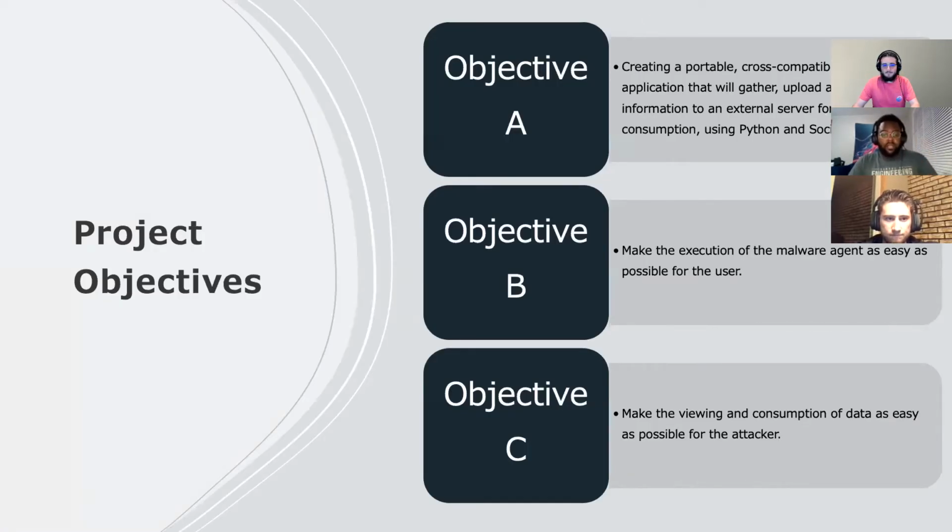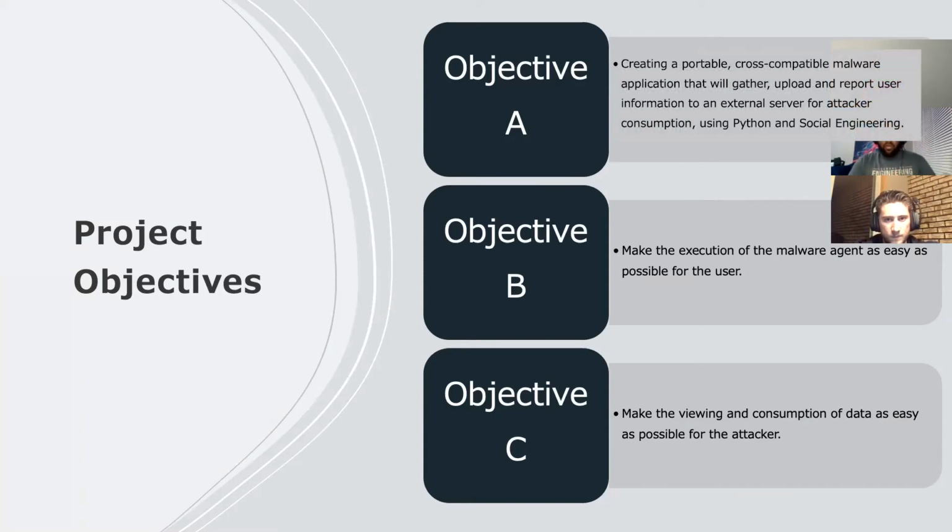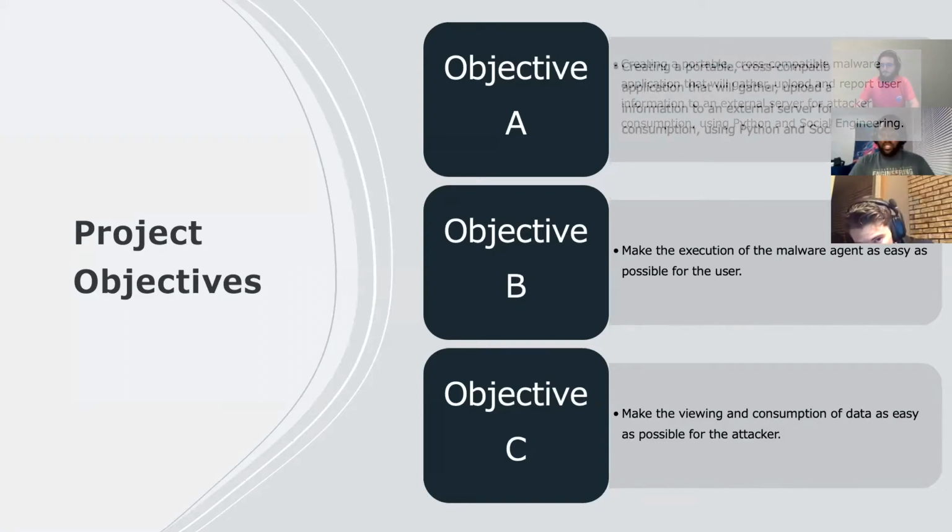So our project objectives, we have them in ABC. The first one was creating a portable, cross-compatible malware application that will gather, upload, and report user information to an external server for attacker consumption using Python and social engineering. The next one was making the execution of the malware agent as easy as possible for the user. And the third is making the viewing and consumption of data as easy as possible for the attacker.